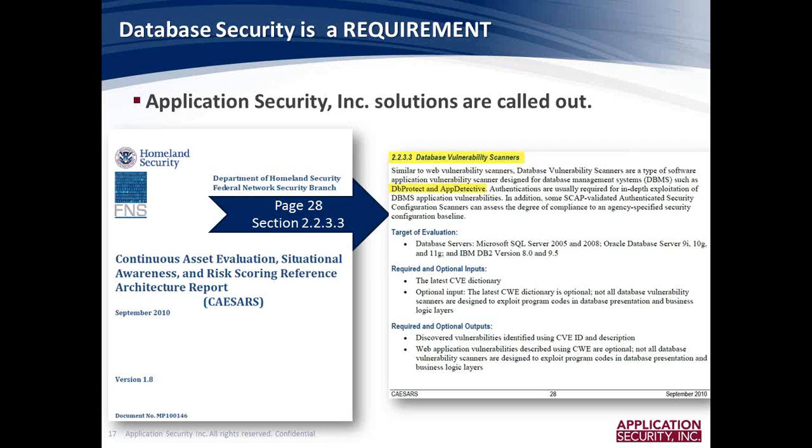If you take a look at the CAESARS architecture document that DHS published to help organizations understand what it means to do continuous monitoring and to report on that information that they collect, you'll see on page 28 there's section 2.2.3.3 that talks about database vulnerability assessment. And in fact, DHS was nice enough to call out by name application security products. So you can see we highlighted there DbProtect and AppDetective. DHS is recommending that all organizations use products from Application Security to meet their continuous monitoring requirements around database security and vulnerability assessment.